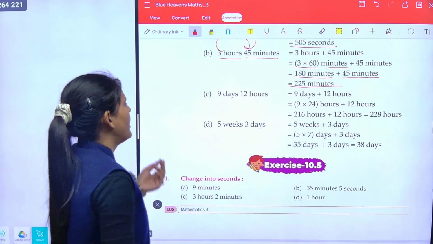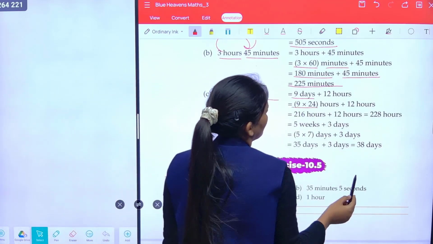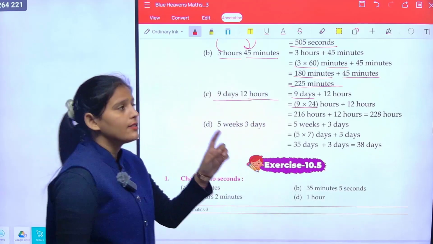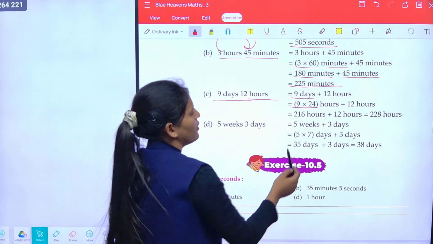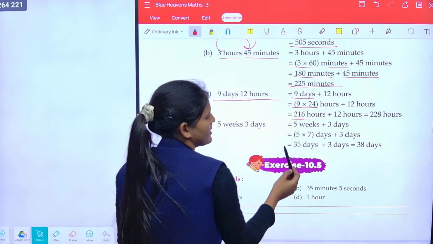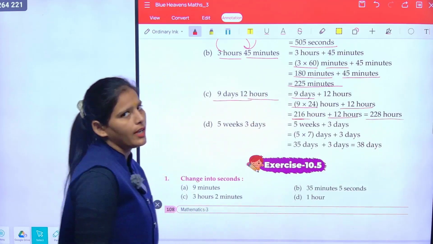Now, 9 days 12 hours into hours. 9 days multiplied by 24, because 1 day is equal to 24 hours. That gives 216 hours. 216 plus 12 hours is 228 hours.